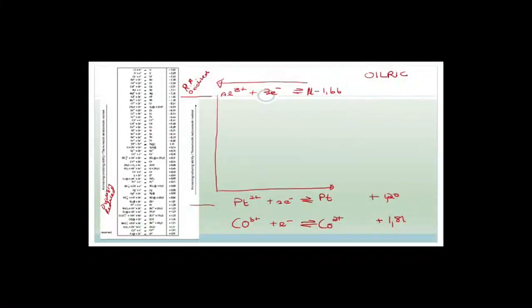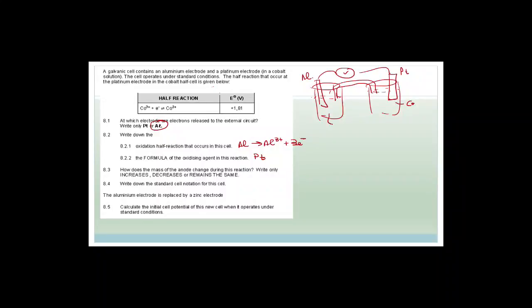Okay, so if you think about this, we know that there is OIL RIG and red cat, okay? And oxidation is occurring at the anode. So therefore, the oxidation is occurring at the aluminium. I'm assuming that there's cobalt in this one as well. Okay. So if that's the case, normally what happens is the electrons are given off. What should happen is because oxidation is occurring at the anode, the mass of the anode should decrease, okay, because it has been eaten up.